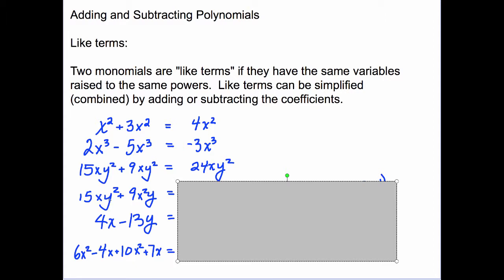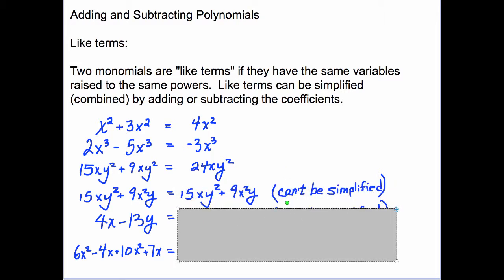Now the next example is a little different. We have 15xy squared plus 9x squared y. Now the variables are the same, but the exponents on the variables are different. So these cannot be combined. And if you're asked to simplify, you just write the same thing, 15xy squared plus 9x squared y.